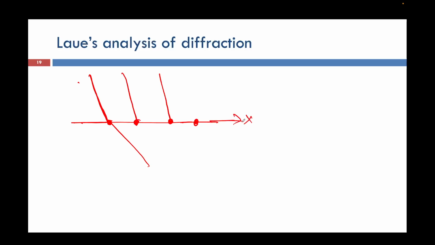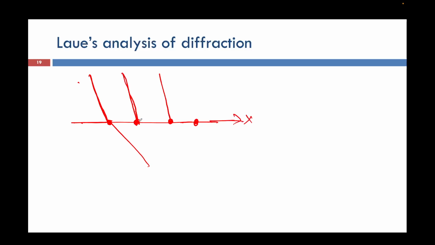just to show you, let's say these are the scattering centers which are present here. Scattering centers means these are effectively atoms which are present here. So let's say X-rays are coming like this, and I'm talking about the X direction only.